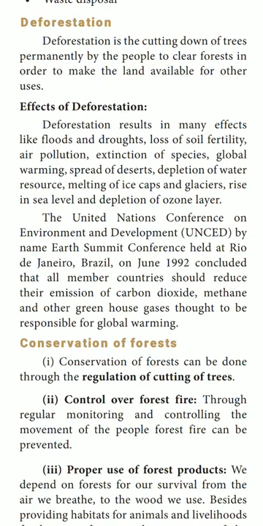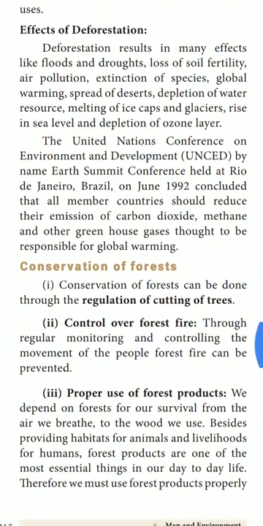Next one, conservation of forest. So, how can we conserve the forest? Conservation of forest can be done through the regulation of cutting of trees and control over forest fire. Through regular monitoring and controlling the movement of people, forest fire can be prevented. Next, proper use of forest products.